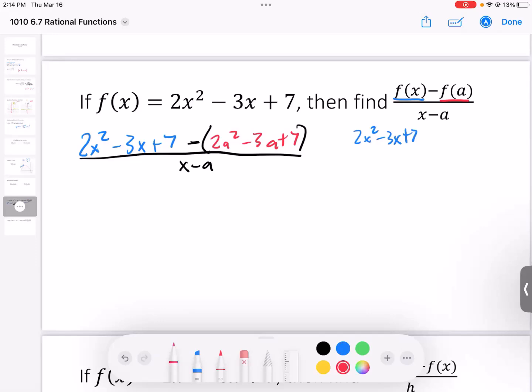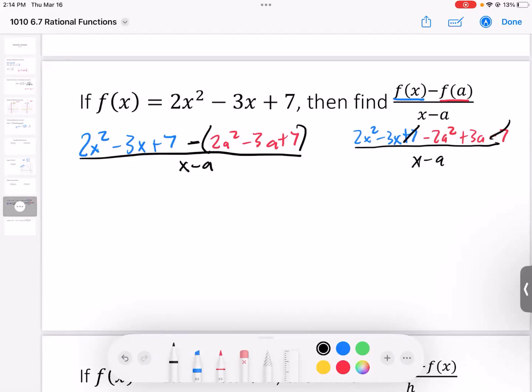That part's the same. But when I subtract all of this red stuff, I'm going to get negative 2a squared plus 3a minus 7. And this is all over x minus a. Okay, now I want to see if I can simplify this at all. So I know that 7 and negative 7 will cancel each other out when I add those together.